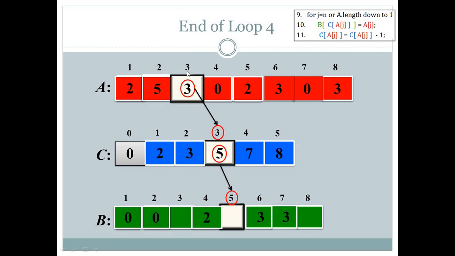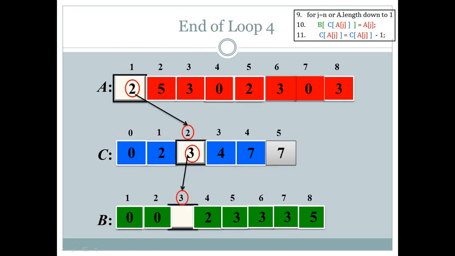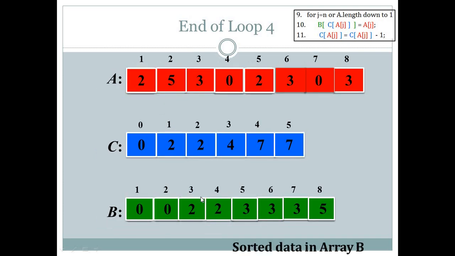Proceeding further, at the third index what is the value? 3. So in array C at the third index the value is 5. So at the fifth index of the B array we will put this 3 and decrease it by 1. Here the second index of A is 5. So at the fifth index of C what is the value? 8. So at the eighth place of B we will put our 5 again. Next 2. So at the second index of C what is the value? 3. So at the third index of our resultant array we will put this 2 here. Okay. So this is our sorted data in array B.